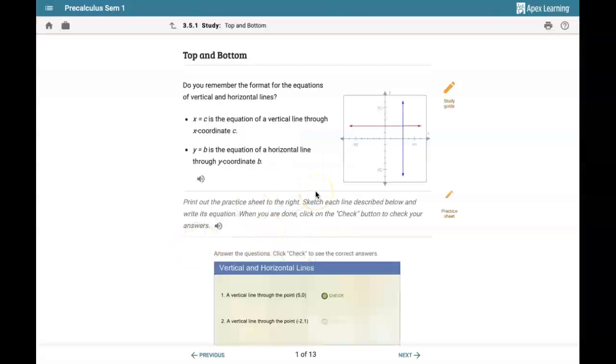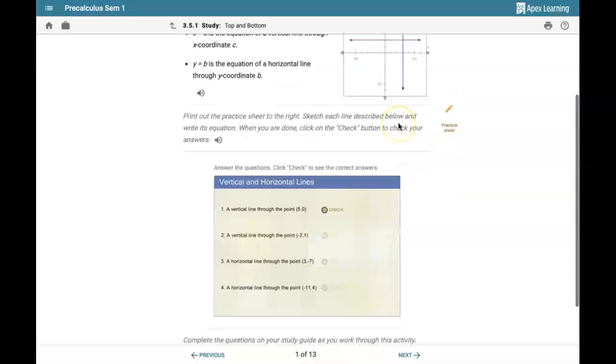Remembering that we can have horizontal and vertical lines. Our horizontal line, the red one here, is y equals b, where b is the y location. So maybe y equals 2, and you have a line along the y coordinate of 2. The vertical line is where we have x equals some number, and that number is the x coordinate for that entire line. Again, this blue line right here.